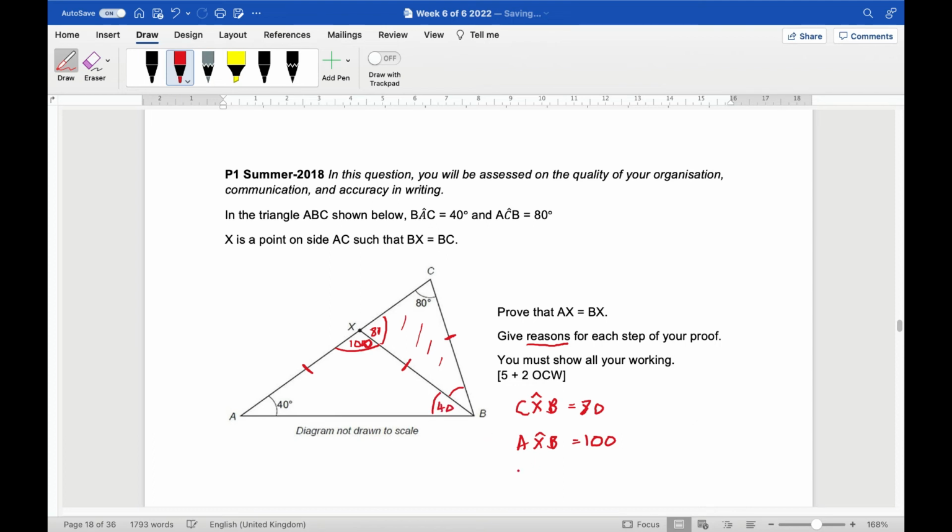So you can say that ABX is 40 because angles in a triangle add up to 180. And the final thing to say is, well, if those two angles are both 40, then AXB is an isosceles triangle because it has two equal angles. Therefore, it must have two equal sides, which proves that.